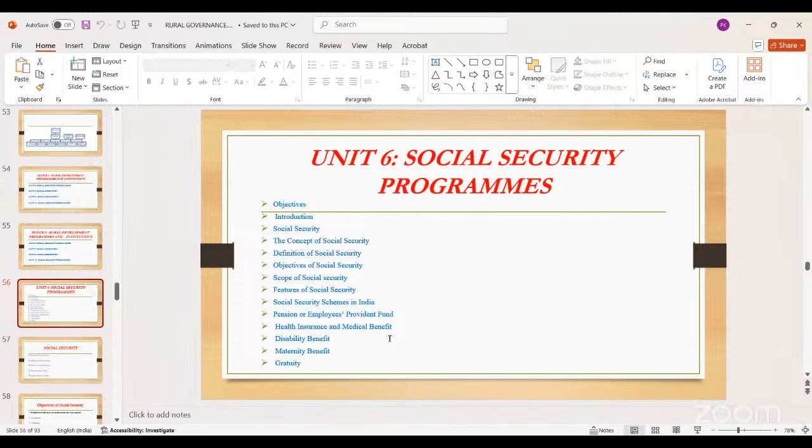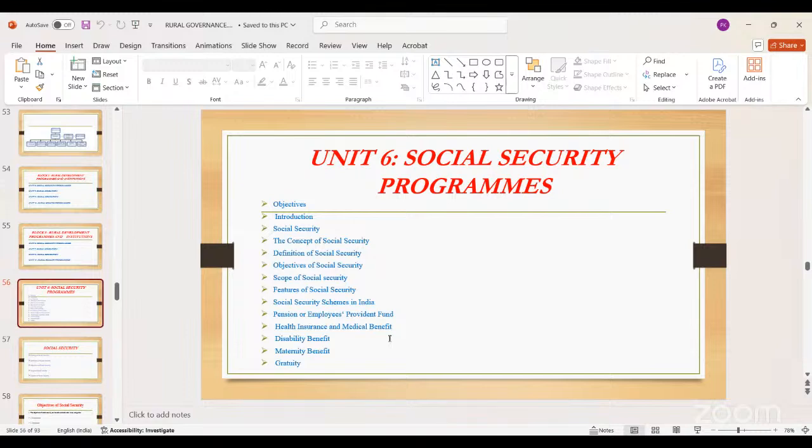So first we'll try to understand the objective of this unit. The objective is basically to explain to you what is the need of social security. Then we'll also try to understand the concept and definition of social security organizations and social security programs. Then what are the features of social security programs? There are some important social security programs that we will also cover. So first things first, we'll have a brief introduction. Here we will try to understand why social security is needed.